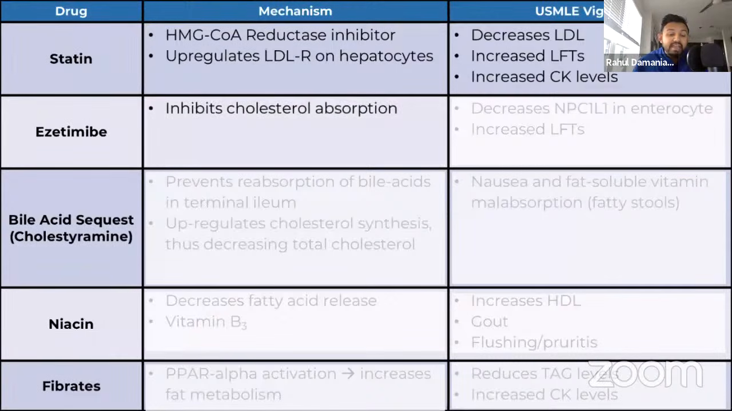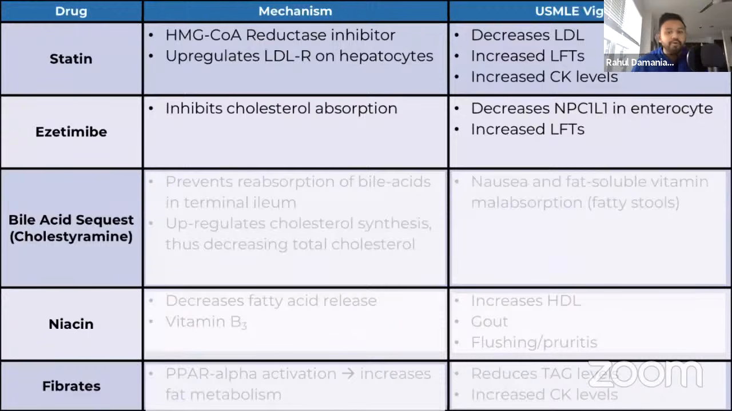Ezetimibe is going to be inhibiting cholesterol absorption. That specifically is going to decrease the Niemann-Pick-like channel in the enterocyte so that you are going to have decreased cholesterol absorption in the gut. Guys, the way that I'm going to draw this parallel is ezetimibe inhibits cholesterol absorption as it relates to dyslipidemia. Acarbose is going to inhibit sugar reuptake in the gut as it relates to diabetes. The parallels, the integration, I hope you guys are active and engaged. Just like statins, ezetimibe is going to also increase LFTs.